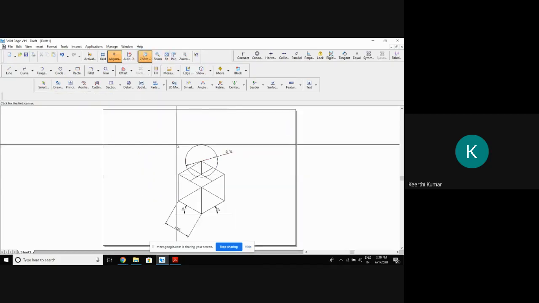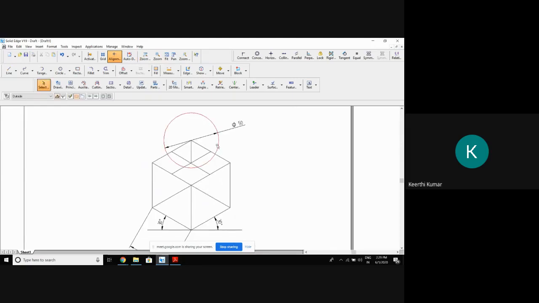How many of you have done? Draw with thin line. Don't draw with thick.